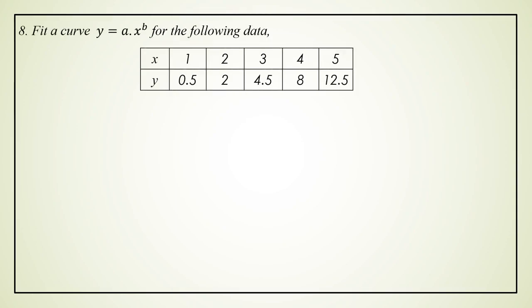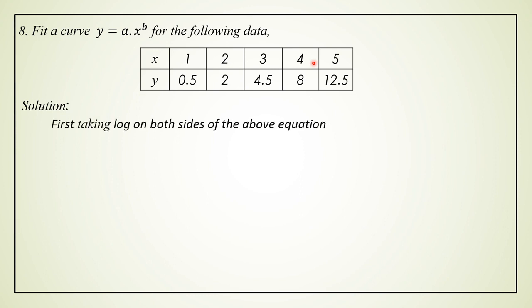Next, to fit an exponential curve of the form y is equal to a into x to the power b for the following data. Value of y is 0.5 when x is 1, 2 when x is 2, 4.5 when x is 3, 8 when x is 4, 12.5 when x is 5. So obtain the normal equations of the given curve. The normal equations are obtained first by taking log on both the sides.